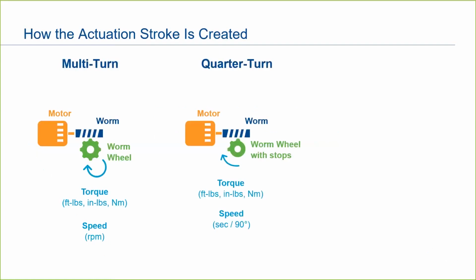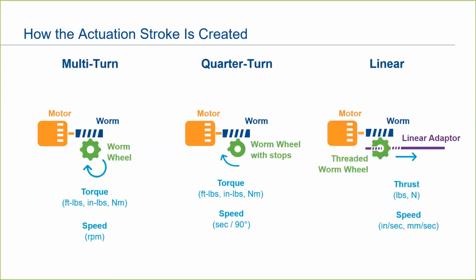The second type of valve stroke is quarter-turn. In this case, the motor and worm are similar to the multi-turn example, but the worm wheel may have quarter-turn stops restricting the range of travel, or may have only a quarter of the teeth on that worm wheel populated. The output here, again, is torque and speed, but speed is typically measured in seconds per 90 degrees of travel.